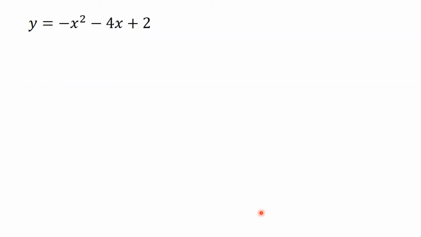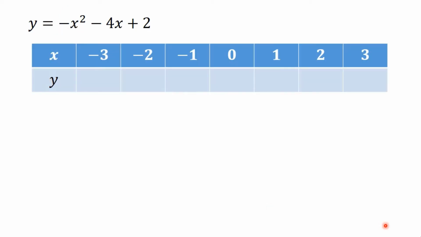Let's look at the line y equals negative x squared minus 4x plus 2. So the thing I've changed in this one is that I've made this negative instead. This is a negative x squared too. Okay, so I'm going to go through the same process.